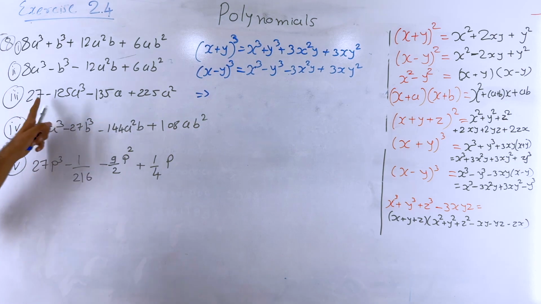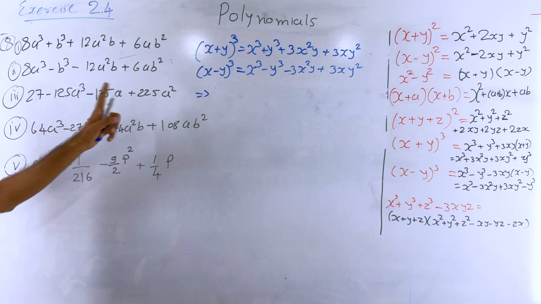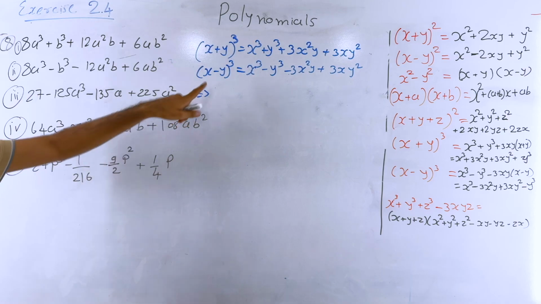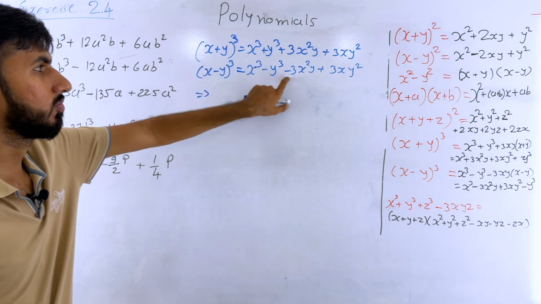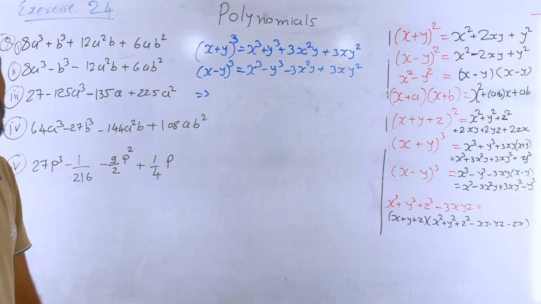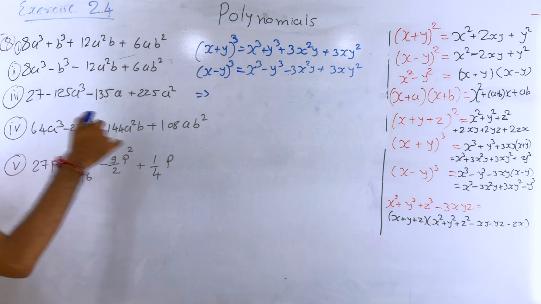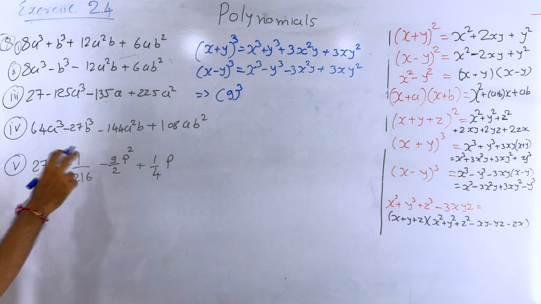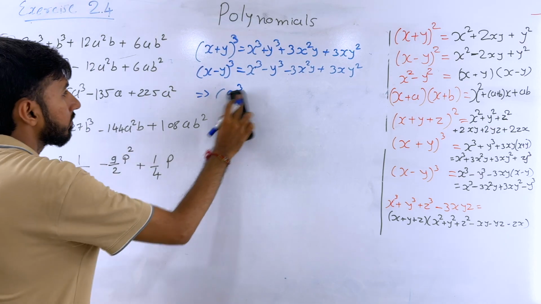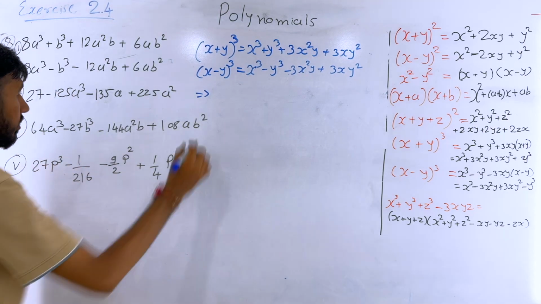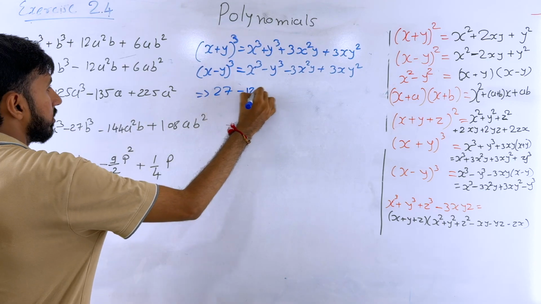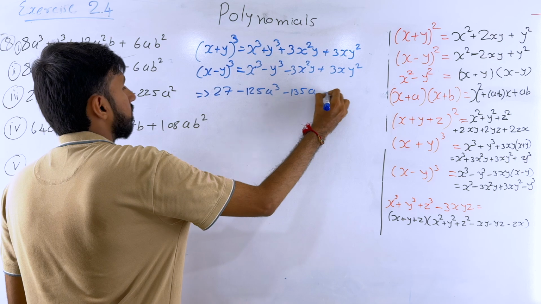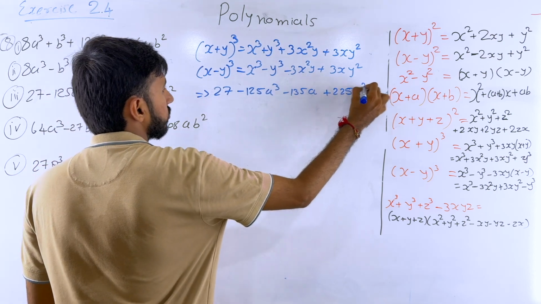My third question is 27 minus 125a cube minus 135a plus 225a square. Here I have negative signs, so I have to go with x cube minus y cube minus 3x square y plus 3xy square. Now 27, that is 3 cube, right? Let me write the question so you will get it easily. 27 minus 125a cube minus 135a plus 225a square, right?